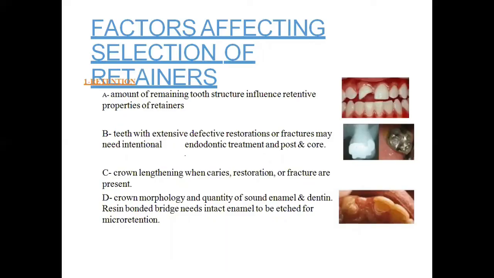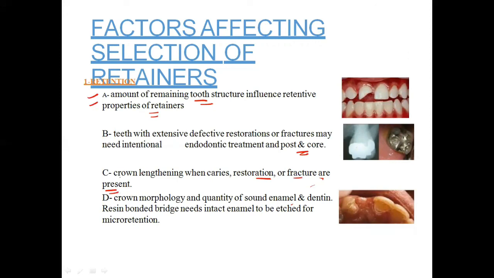Then come to factors affecting selection of retainer. First of all, the amount of remaining tooth structure influences the retention properties of the retainer. Suppose if we have only the root portion, then we have to take all the retention from the radicular part. Teeth with extensive defective restorations or fracture may need intentional endodontic treatment on post and core, right? Crown lengthening when caries, restoration, or fracture are present.